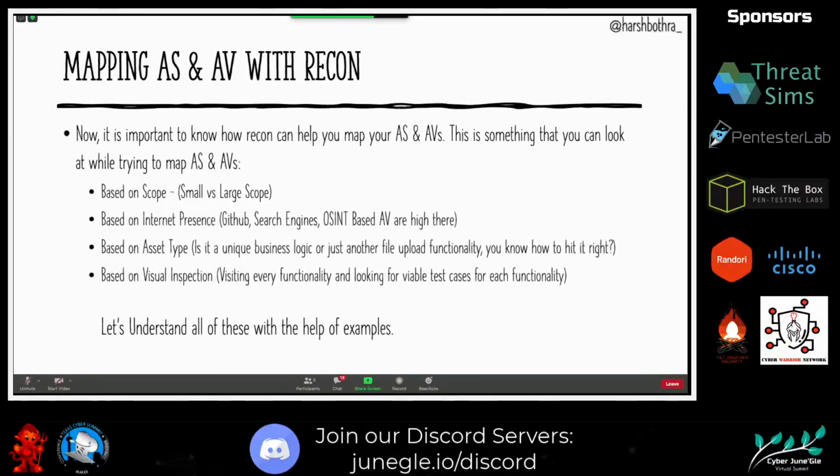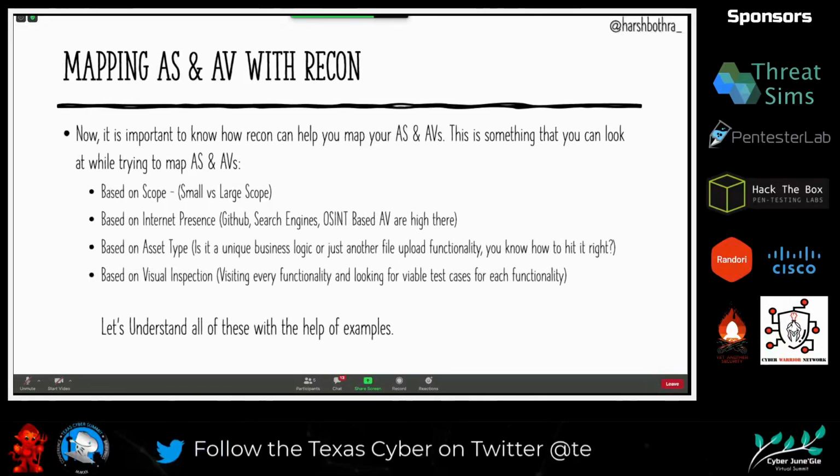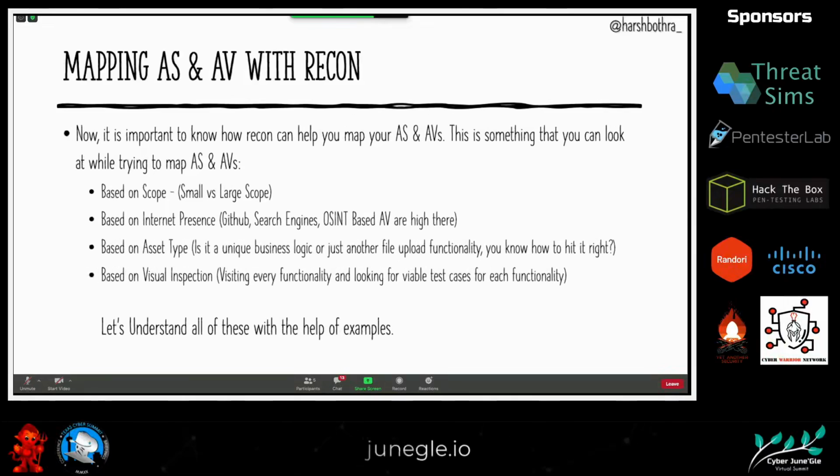So that depends. Secondly, based upon the internet presence, for example, how long your target has been alive on the internet is something which matters during reconnaissance and helps you to create your attack surface. For example, google.com has been on the internet for a long time, and there will be many assets. And sometimes what happens is the security team tries to configure and secure all of their assets, but sometimes the old assets might go unnoticed, and you can find those misconfigured assets using your recon methodologies. So GitHub, search engines, and OSINT based attack vectors are high at this point of time.